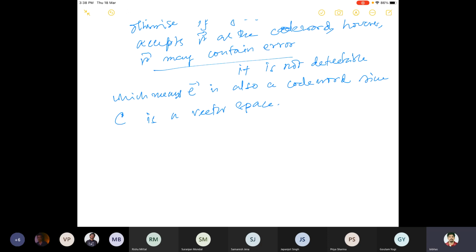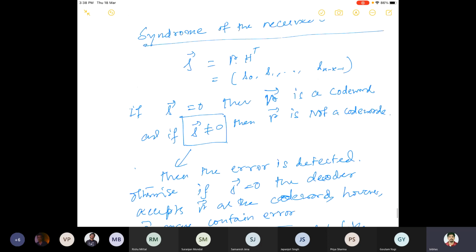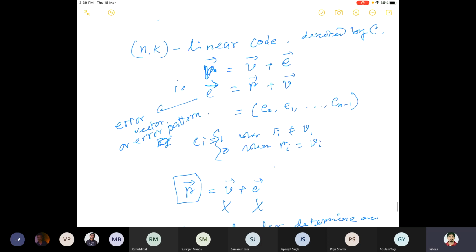Now, how many such error vectors can there be? Non-zero, because zero has no meaning. Zero error means there is no error. If we add any vector with the zero vector, this will give you the same vector. If E is just the zero vector, then R equals V. So zero cannot introduce any error.